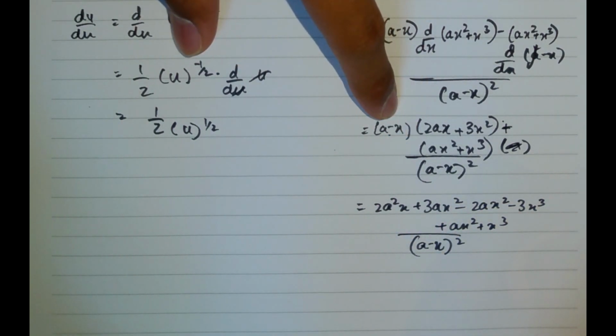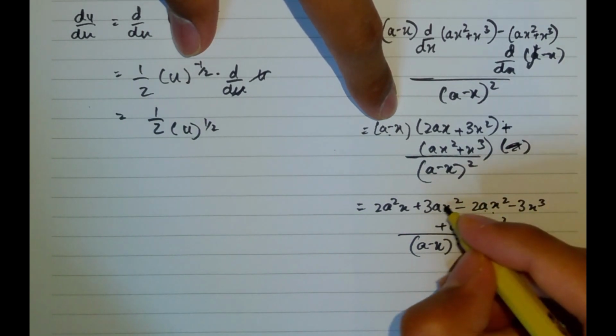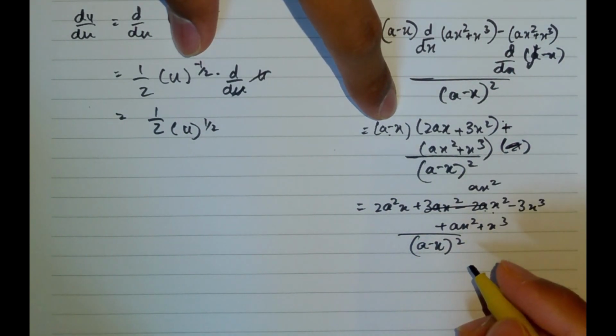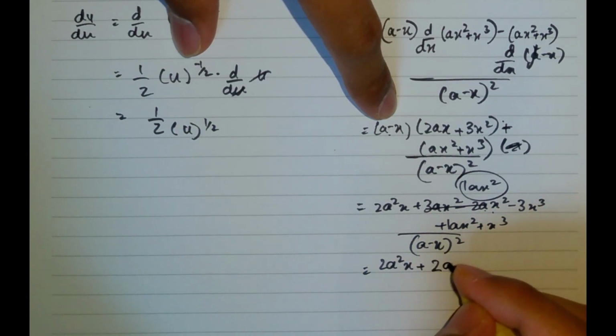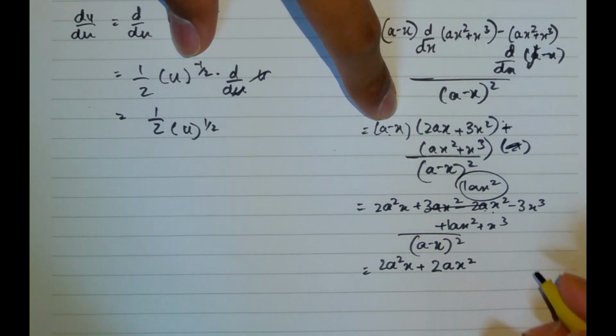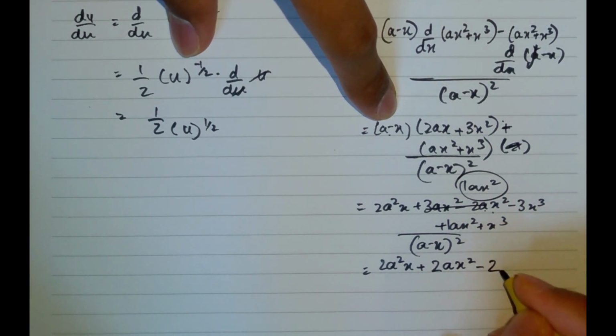There are some cancellations going on over here. You can see that this is 3a square x square minus 2ax square, so this would be ax square. It would actually be equal to 2x square plus 2ax square. These would be added, and over here we have negative 3x cube plus x cube. So what would it be? It would be negative 2x cube.